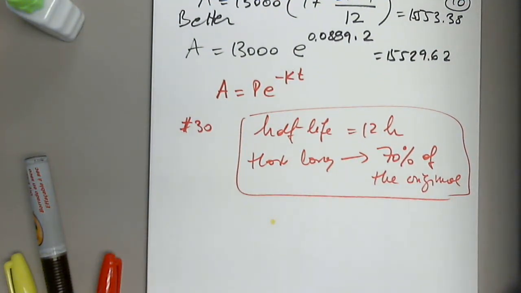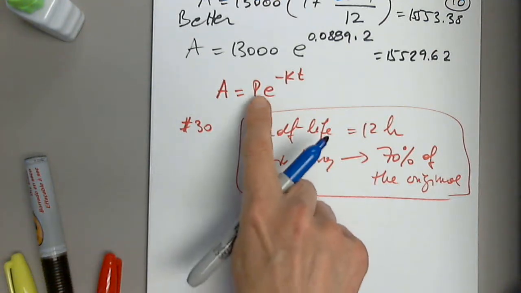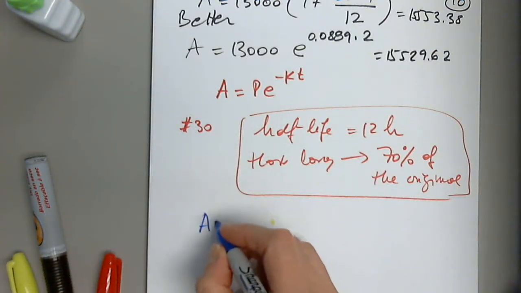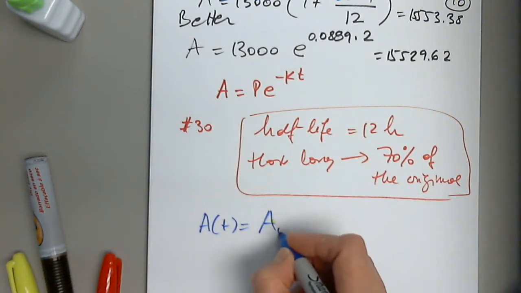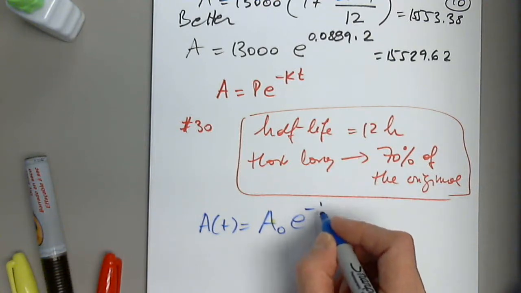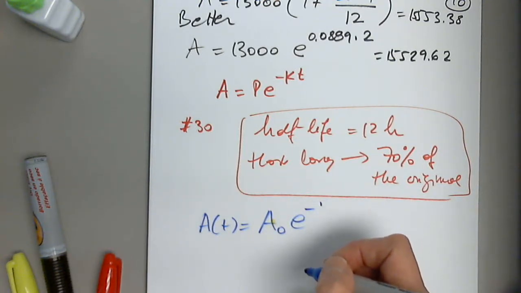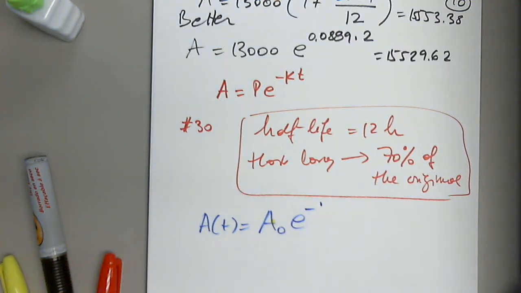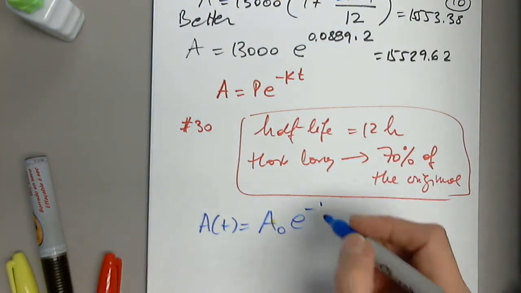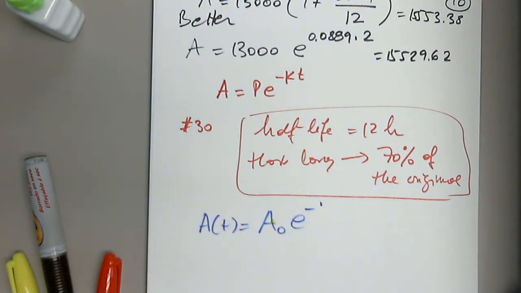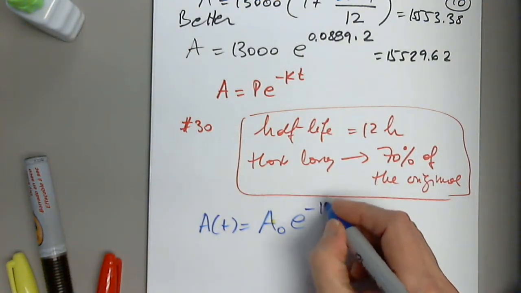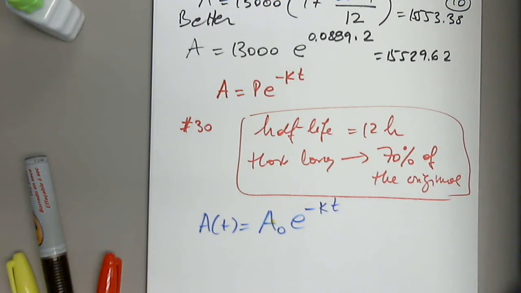So let's write the exponential decay model, not with P: A of t equals A0 e to the negative kt. They use k or r. In calculus it's r, in others it's kt, whatever. The k stands for the growth rate, or the decay rate in this case. It's just a letter.